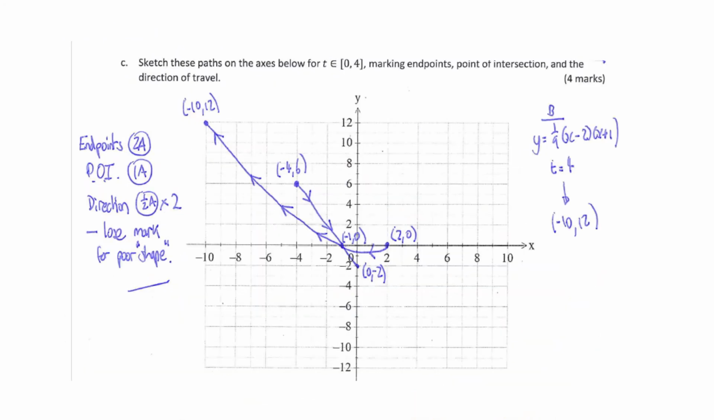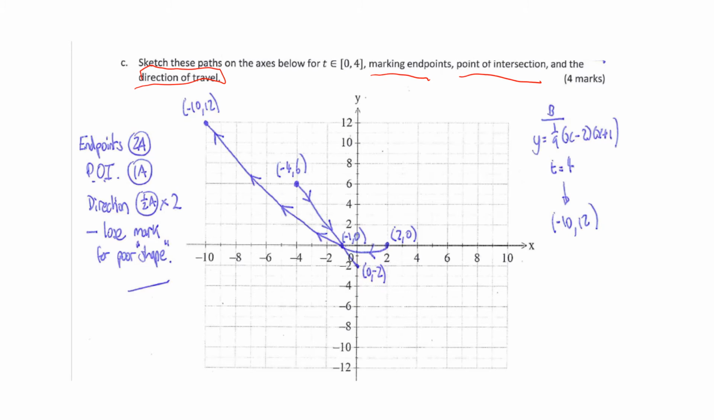Okay, part C was just a simple sketch. I was a bit disappointed a lot more of you didn't get full marks for this. Sketch these paths on the axes below for t equals 0 to 4, marking the 4-hour journey by both boats, marking endpoints, taking note of everything you need, the point of intersection, and the direction of travel. A lot of you forgot to mark the direction.